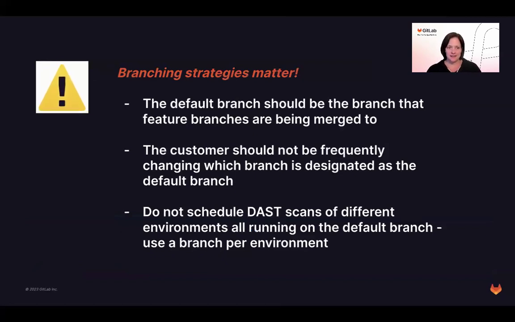Now, I cannot emphasize enough, branching strategies matter when it comes to pipelines and when it comes to the security results we're reporting in those pipelines. I've seen customers do a lot of crazy stuff here. So sometimes the customer changes the default branch after a bunch of feature branches are created. So the branch that's being merged to from the feature branches is not actually the default branch anymore.